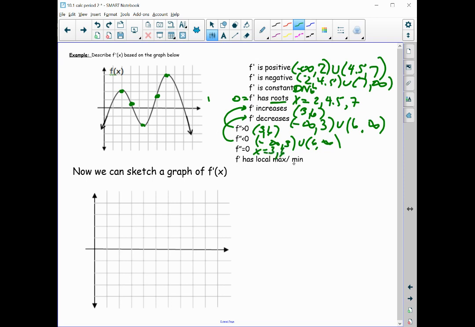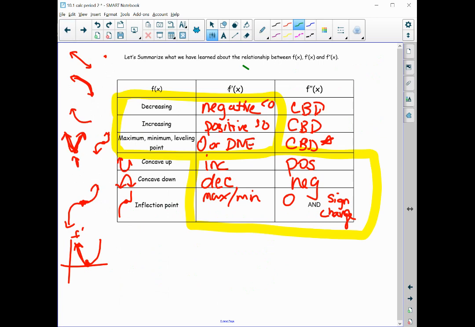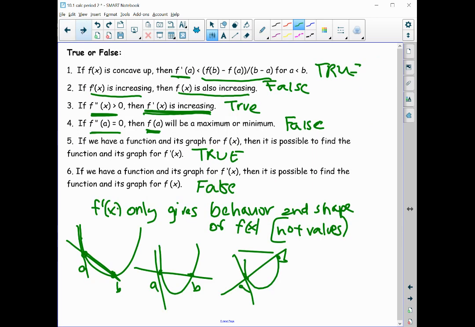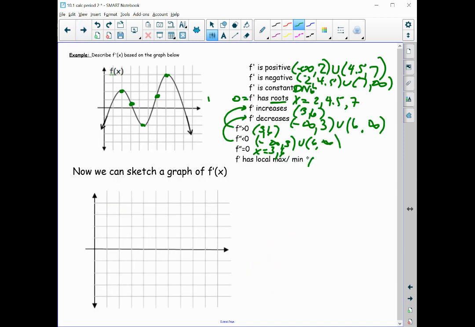Now, if f prime has a local maximum, that is not these points, okay? If f prime has a local maximum, I have to think about what that means for f of x. And going back to our table, if f prime has a maximum, then f of x has an inflection point. So that's going to be at x equals 3 and 6. Notice how these two are similar.